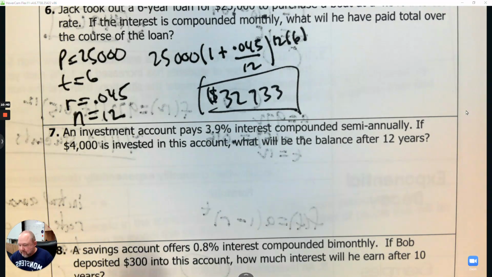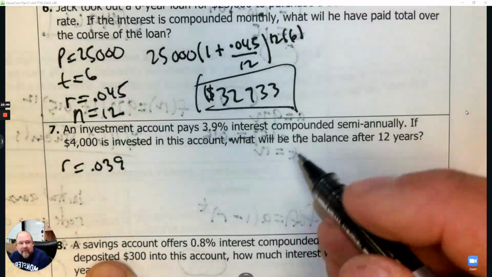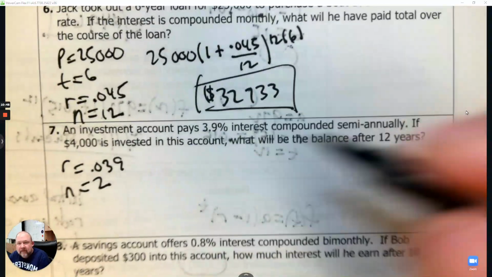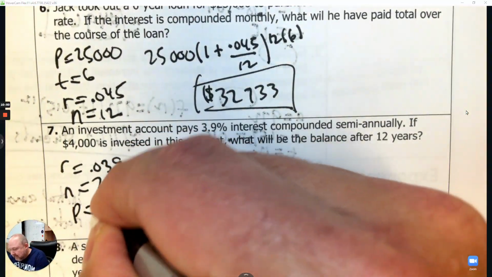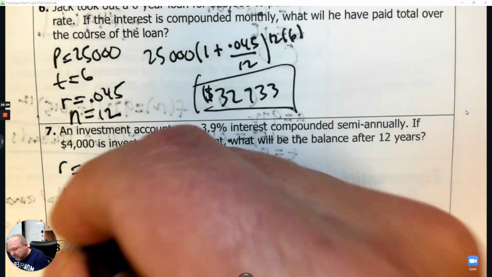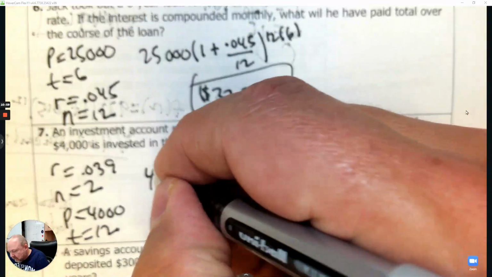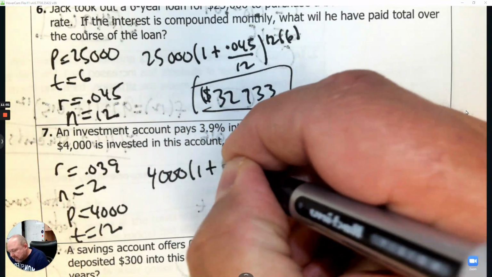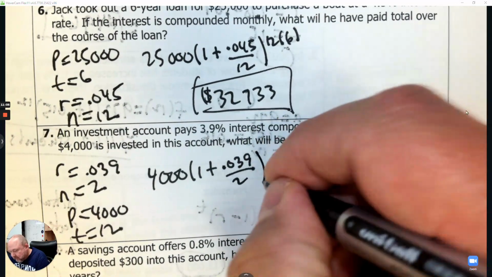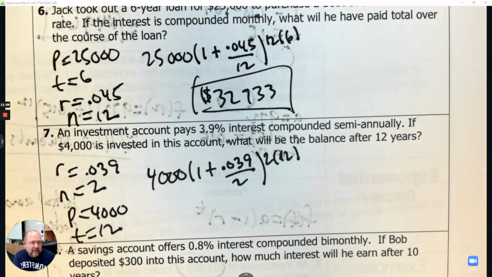An investment pays 3.9%. So that's 0.039. Compounded semi-annually. That means twice a year. If 4,000 is invested, that's the initial amount, $4,000. What will the balance be after 12 years? That's 12. And then we put it into the formula. So we start with 4,000, 1 plus 0.039 divided by 2 to the exponent 2 times 12. So we use that formula.